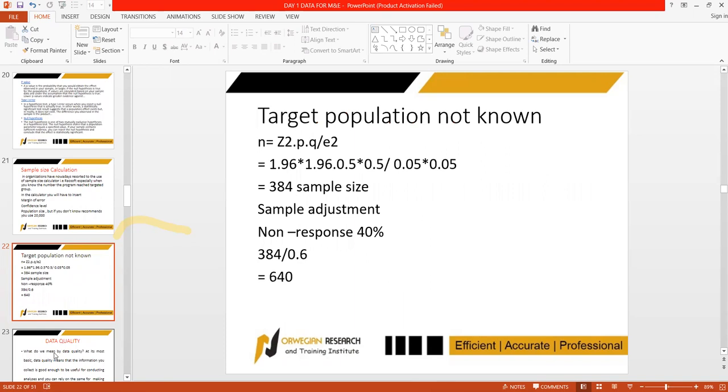Target population is not known. If you don't know the target population, then we use this formula. The formula is: sample size n equals Z squared, where Z is the Z value of 1.96. So you square the 1.96, and then there is P and Q.